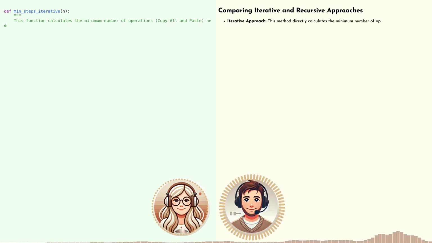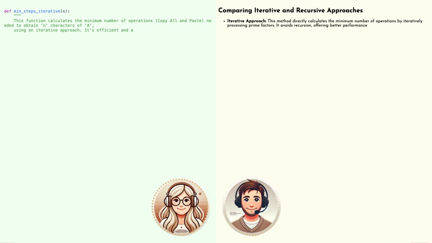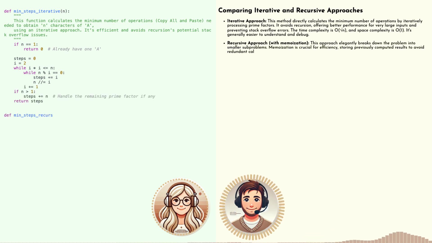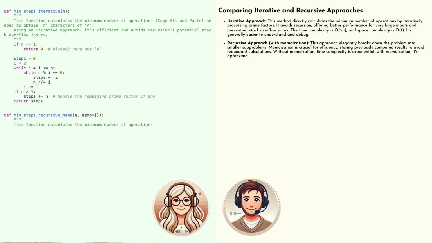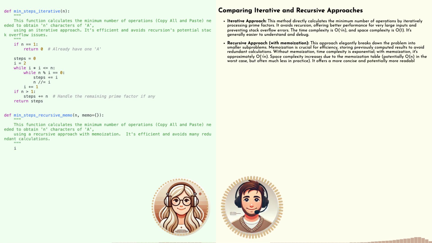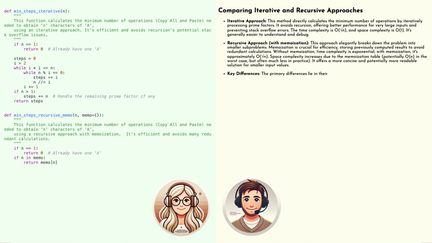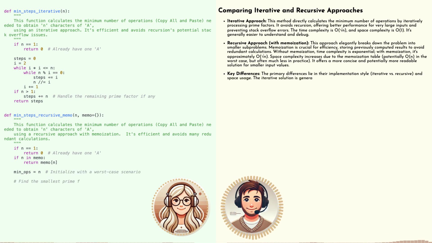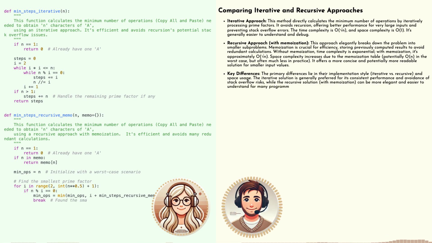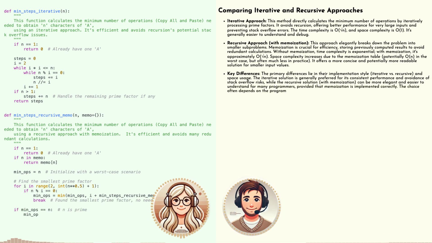So we've talked about two main approaches, the iterative way and the recursive way with memoization. How do they compare in terms of efficiency? So both methods get us to the same goal, and they both use prime factorization. In terms of how long they take, they're pretty similar. The iterative way takes roughly the square root of n steps, and the optimized recursive approach has about the same complexity. So there's no clear winner when it comes to speed.